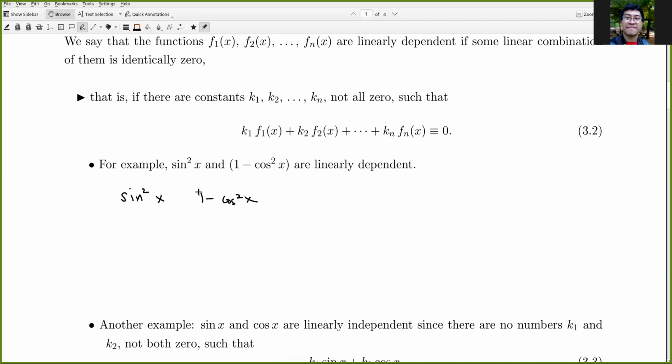One example that gives us 0 would be if this is minus, so that you have sine squared x minus 1 plus cosine squared x. Sine squared x plus cosine squared x is 1, minus 1, and this is 0. Okay.